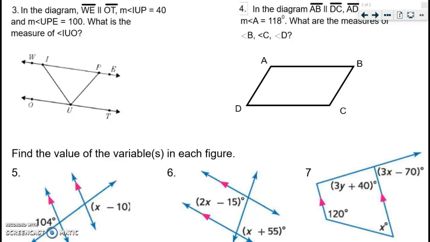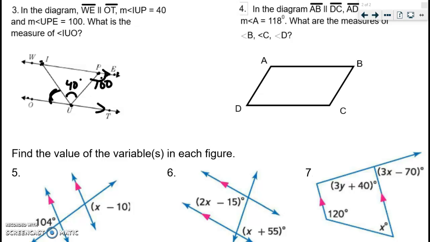In the diagram, WE, this one right here, is parallel to OT, which is this one right here. So we're going to mark our little lines here. The measure of IUP is 40 degrees, and the measure of UPE, this one right here, is 100 degrees. What is the measure of IUO? It wants to know what this measure is.